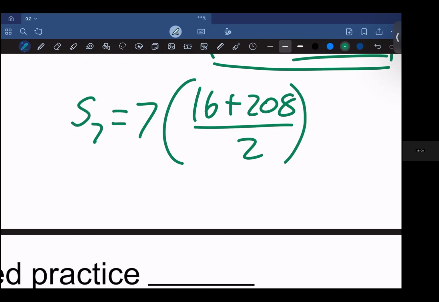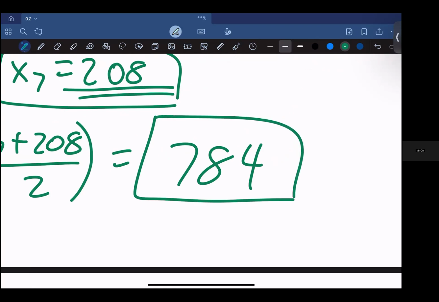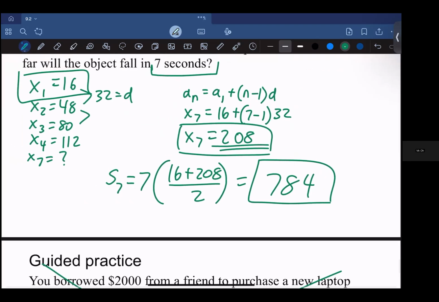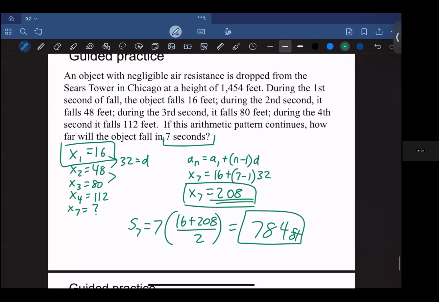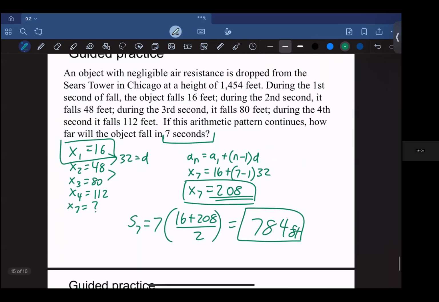Let me get rid of this. There we go. And then we will get an answer. An object falling from the Sears Tower, after 7 seconds, will fall 784 feet. Whew. All right.